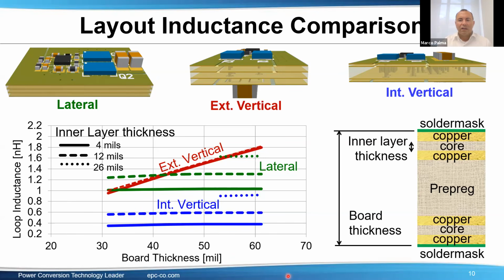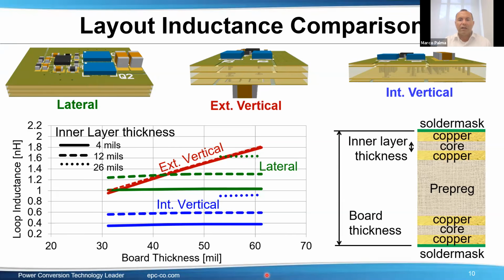The external vertical layout is highly dependent on the thickness of the board. So if the board thickness is increased, so does the power loop inductance. Here you see the external vertical as a red line, which is basically linear with the board thickness, because the area of this loop becomes bigger with the thickness.